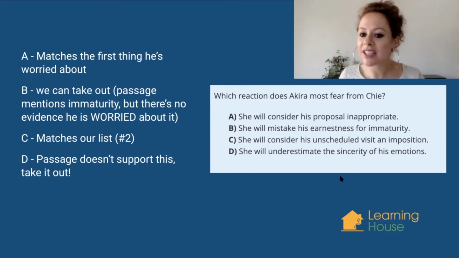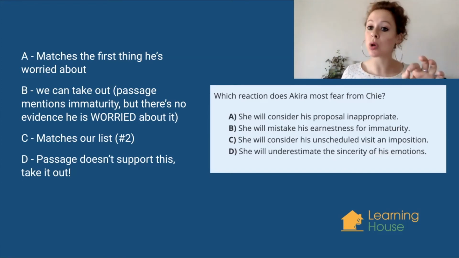She will consider his unscheduled visit an imposition. He's saying this from the get-go. Sorry that I'm here. I'm not going about this the right way, this kind of thing, right? And then the last one, she will underestimate the sincerity of his emotions. Do we see that at all? Is he ever saying like, oh, maybe you don't believe me or I'm lying? No, not really. If anything, there was a word saying that he is very sincere and trustworthy.